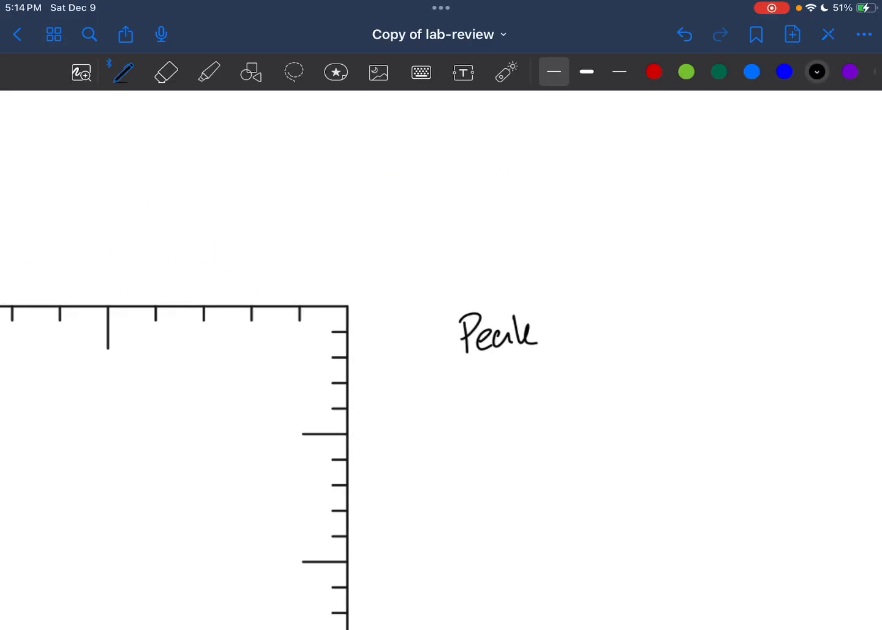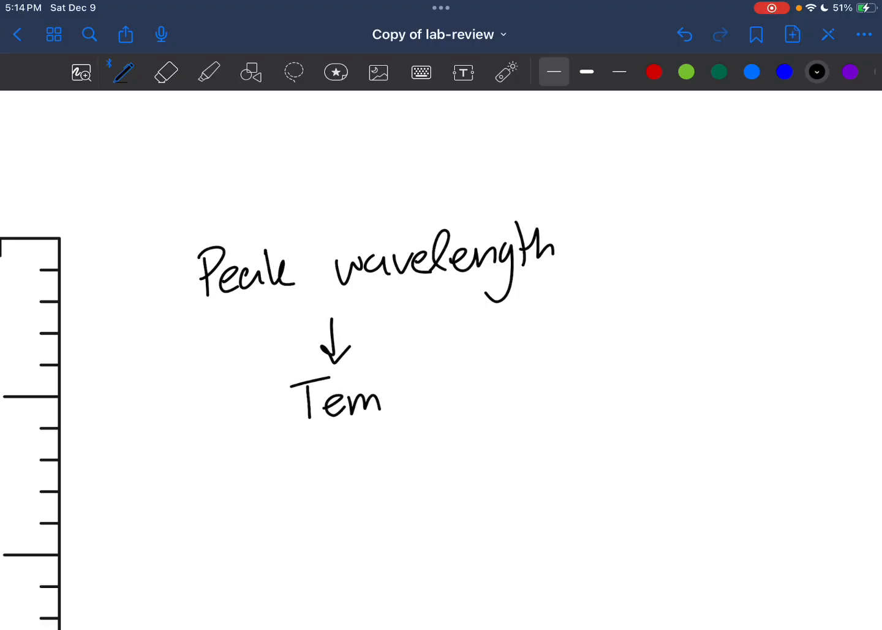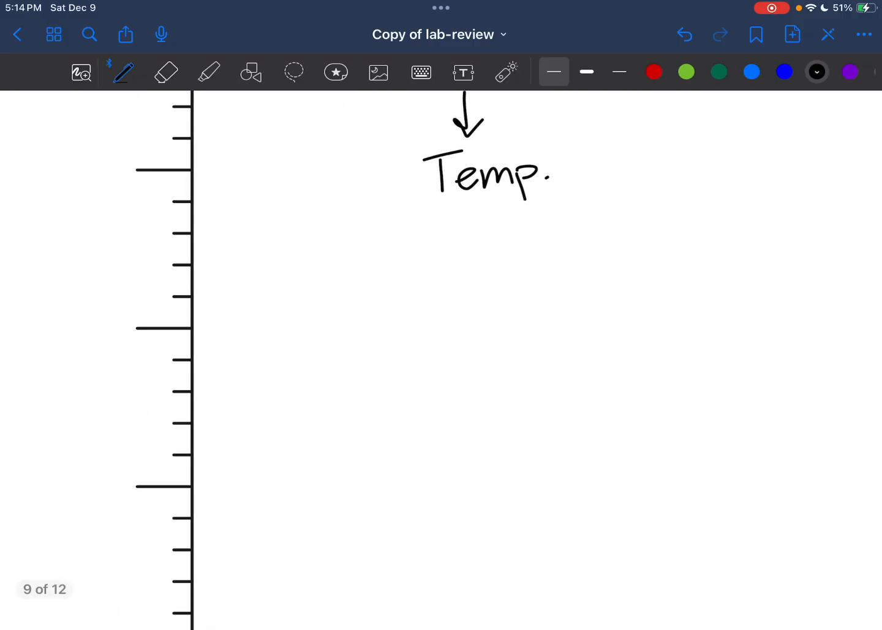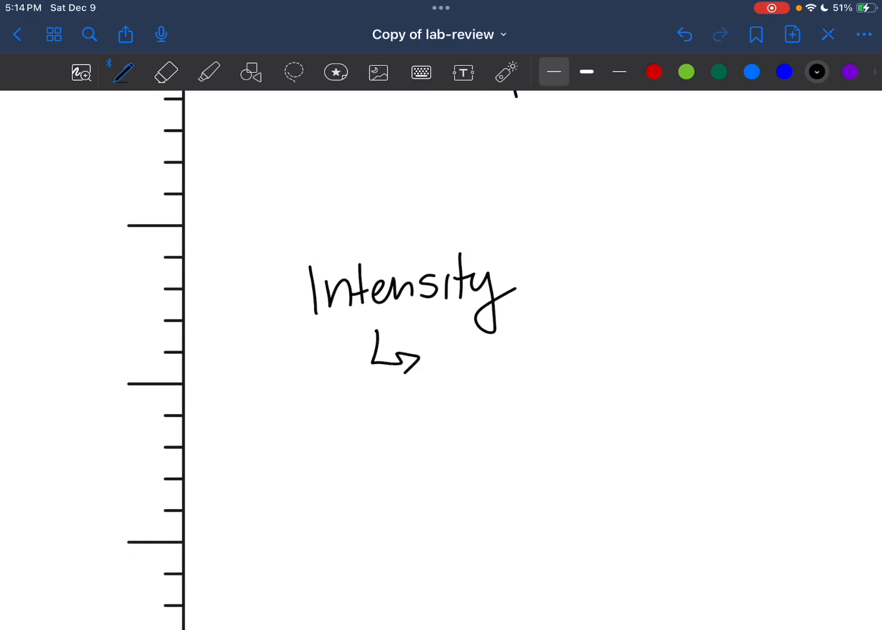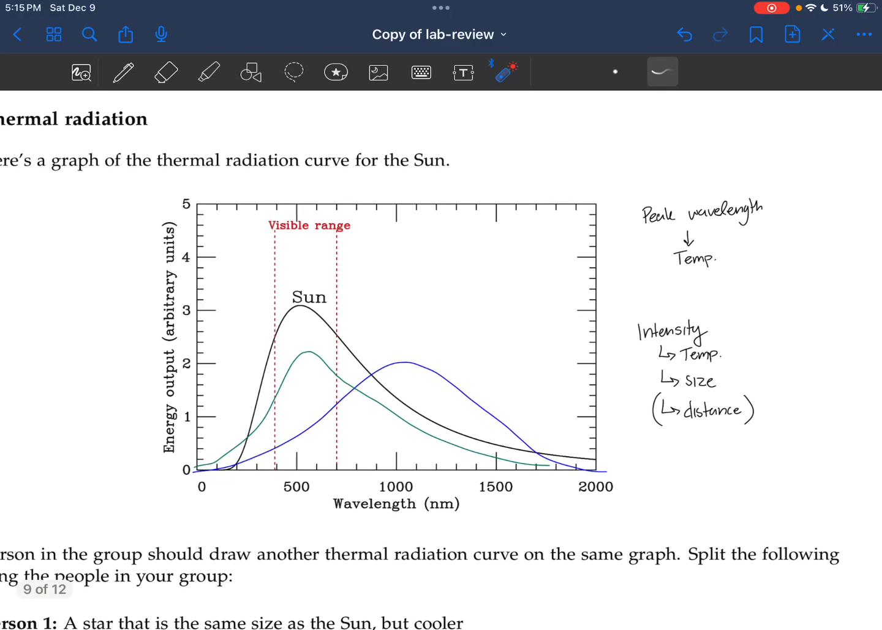My peak wavelength comes directly from the temperature of the star. But we've now seen that the maximum intensity of the star can come from two different things. It can come from the temperature, and it can also come from the size. Technically, it can also come from how far away we are from the star. Much further away stars are going to look a lot dimmer, but we're going to assume for the most part that we're comparing things that we're looking at from the same distance.